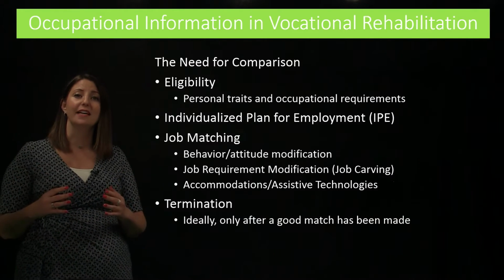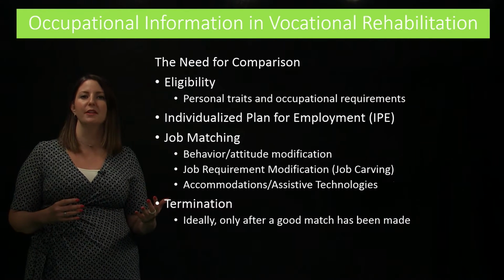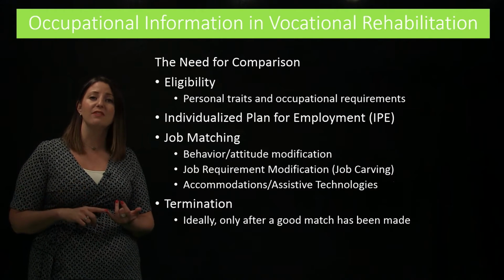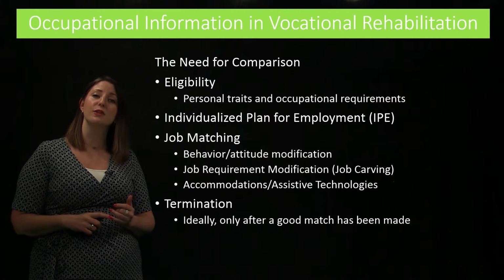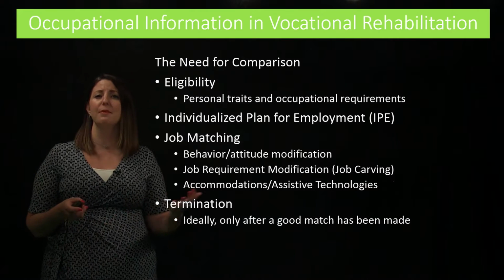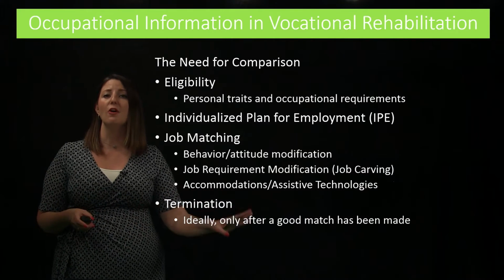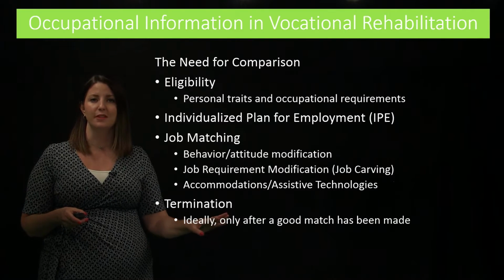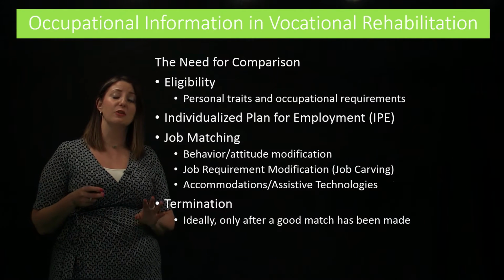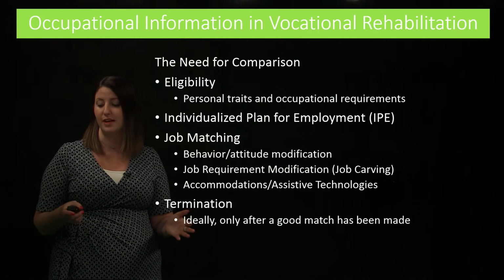So gathering this occupational information, we use it to help, again, determine eligibility, to help us plan for, prepare, and write individualized plans for employment, to help us consider various job carving or job matching opportunities for our clients, and then ultimately to terminate our relationship for clients. It's a critical piece to every step of the rehabilitation counseling process.